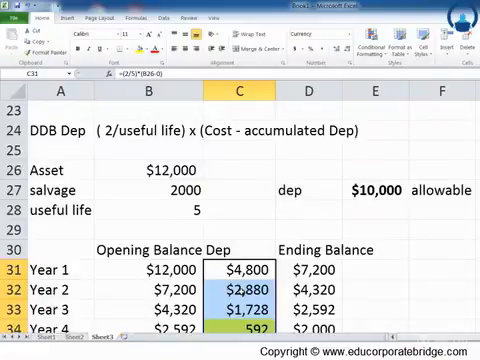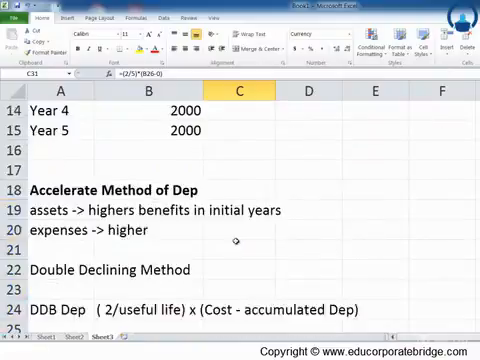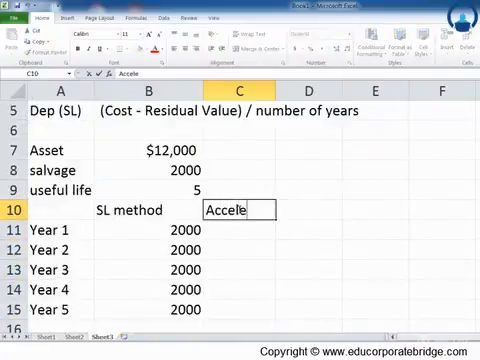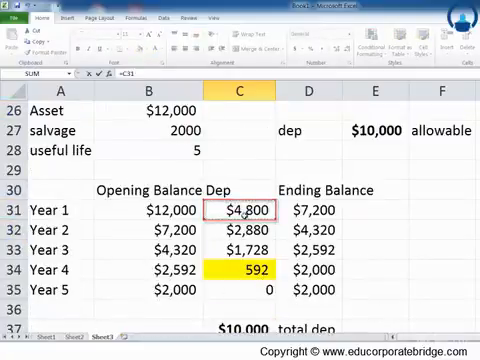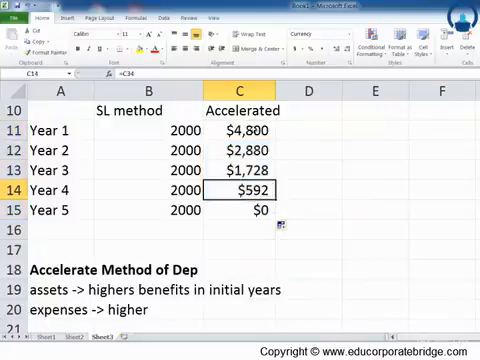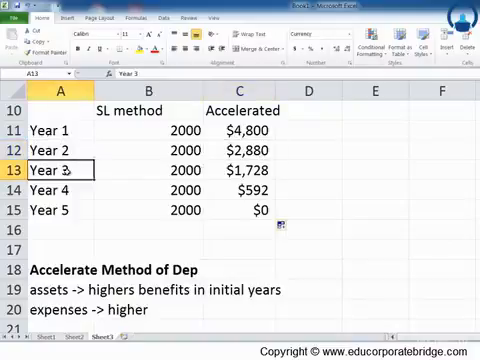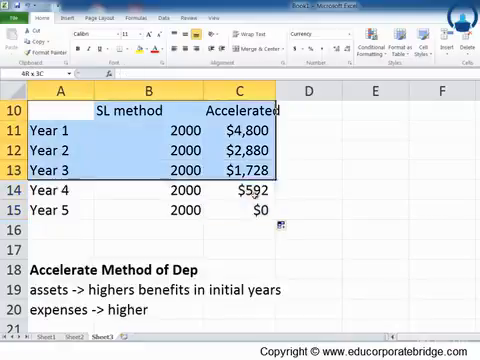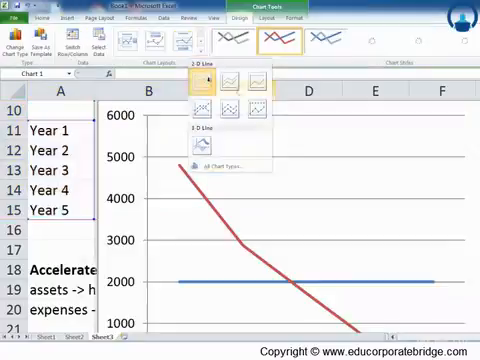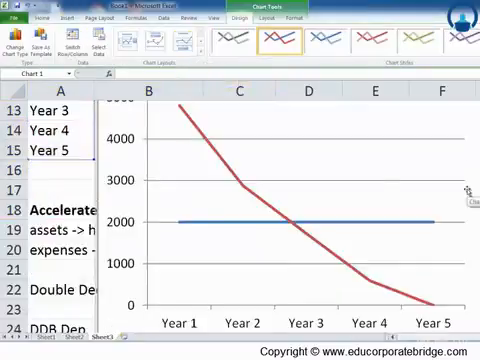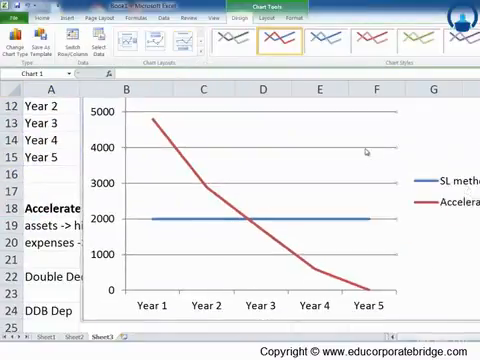So let's quickly compare both the accelerated and the straight line method. I'll probably link this up. Accelerated depreciation methods. So as we can see, there is a higher depreciation charged in year 1, higher in year 2. However, when it was about year 3, 4 and 5, lower depreciation amount was charged. So if we could quickly make a graph and see this visually, you'll probably be able to represent this in a much more meaningful way.